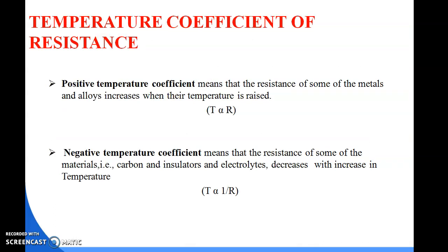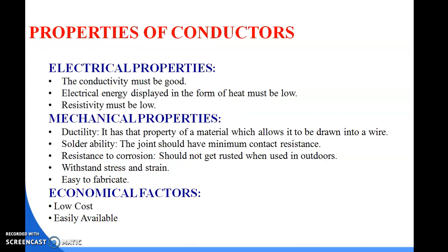And temperature coefficient of resistance. What is temperature coefficient of resistance? There are two types: one is positive temperature coefficient, another is negative temperature coefficient. In case of positive temperature coefficient, temperature is directly proportional to resistance. So if temperature increases, resistance will also increase. What about the negative temperature coefficient? That means temperature is inversely proportional to resistance. If temperature increases, resistance will decrease.